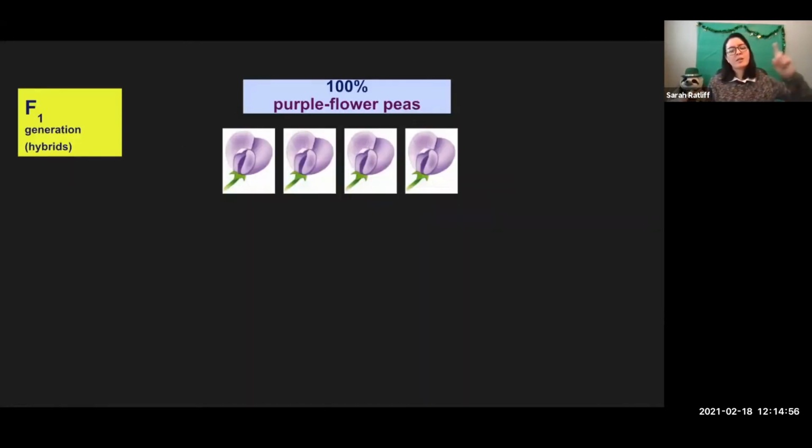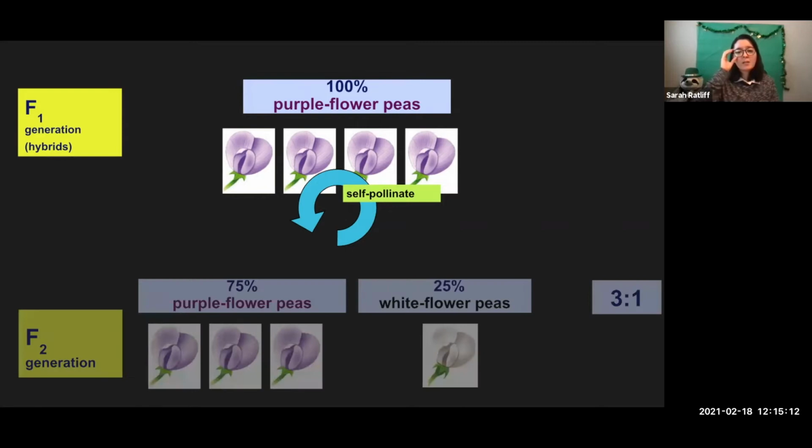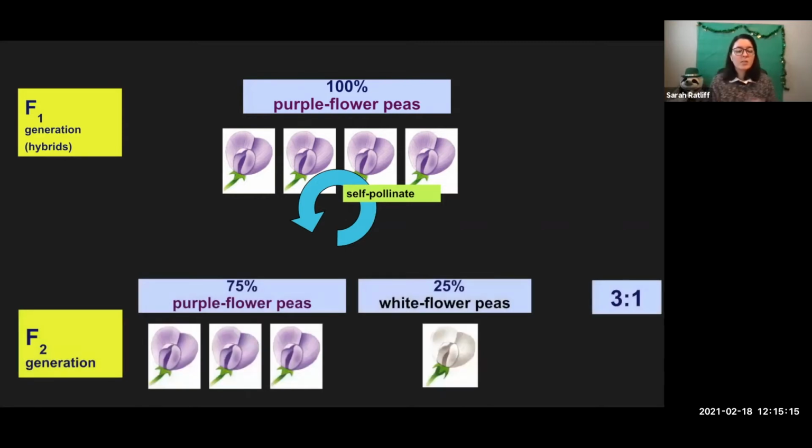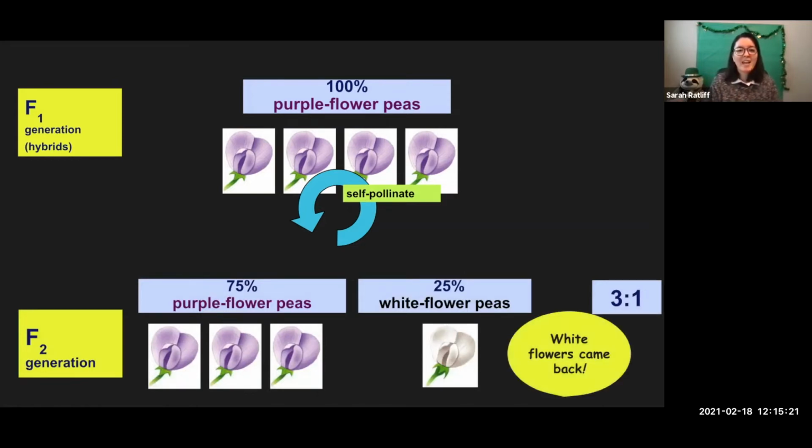So he said, okay, I'll take this 100% purple first generation of our offspring, and we're going to breed those together. We're going to self-pollinate. So one of these from the F1 generation is going to pollinate with another one from the F1 generation. And what he found was, look at that. We still have purple flowers, but now there's a white flower. It came back. So we say sometimes it skipped a generation.